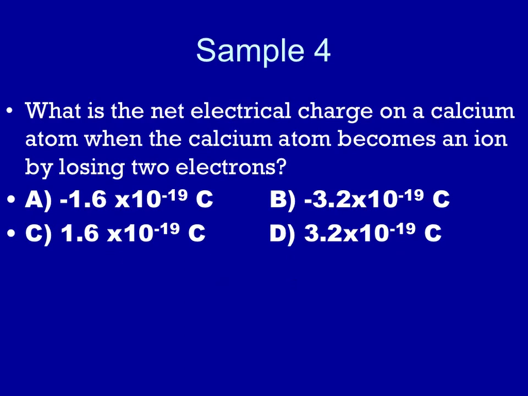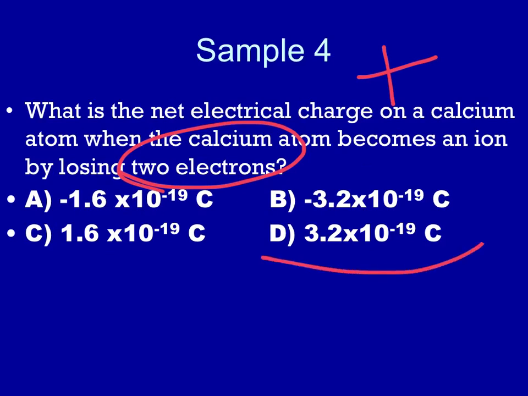What is the net electrical charge on a calcium atom when the calcium atom becomes an ion by losing 2 electrons? And that's the important thing. So if you're losing 2 electrons, you're going to become positive. Again, you're going to have 2 extra positives. So therefore 2 extra positives corresponds to that number.